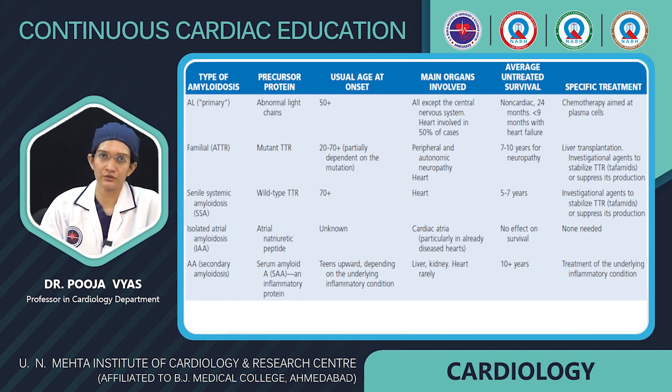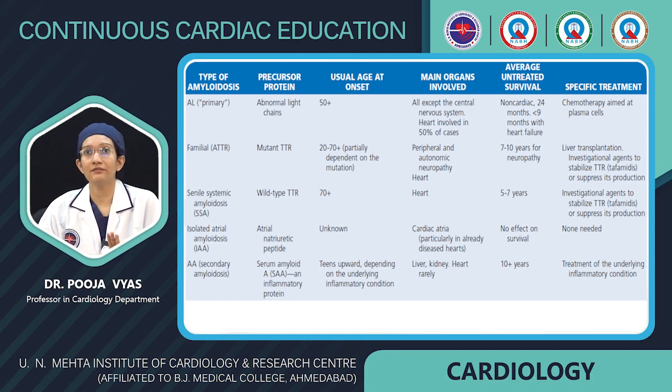Mutations are seen in 20 to 70 years of age, and the common organs involved are the heart and the peripheral and autonomic nervous system. Expected survival in cases with familial ATTR is 8 to 10 years for neuropathy, and for primary amyloidosis, if it is involving the heart, then expected survival is less than or equal to 9 months.